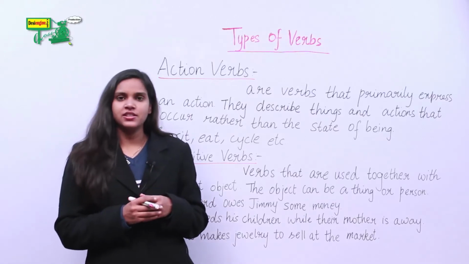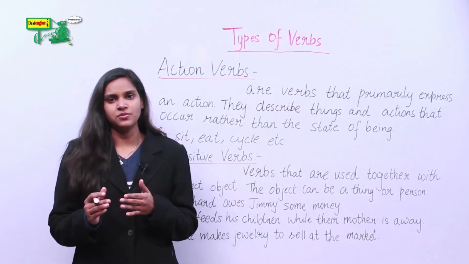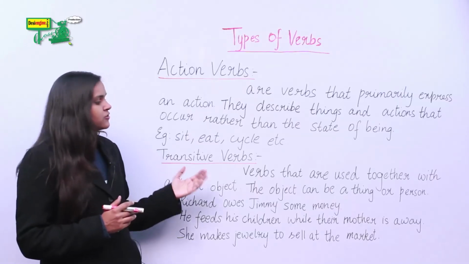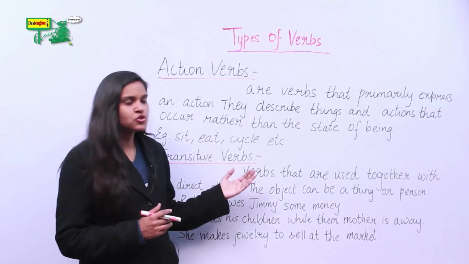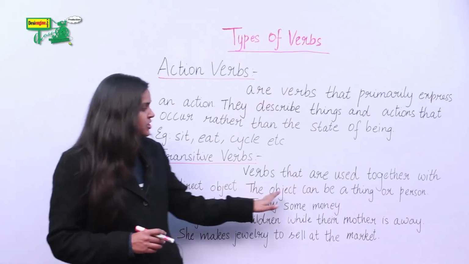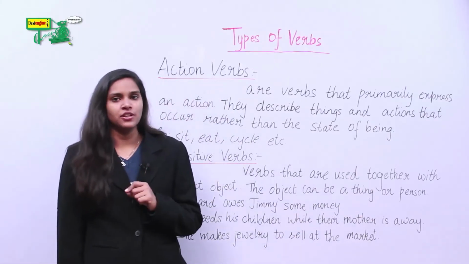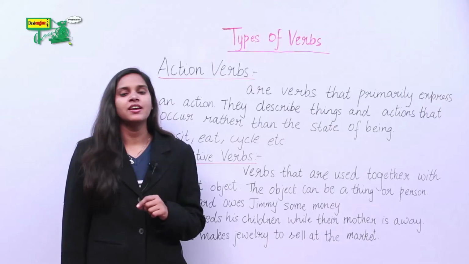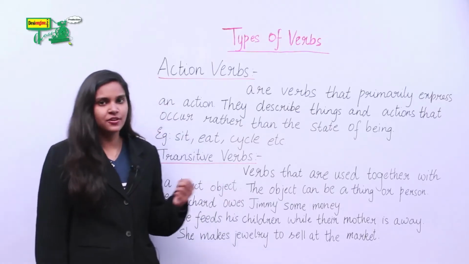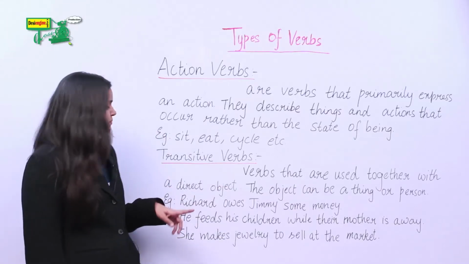Action verbs are further divided into two, transitive verbs and intransitive verbs. Let's take a look at transitive verbs. Transitive verbs are verbs that are used together with a direct object. The object can be a thing or person. There is one small tip that you can use in transitive verbs, that it answers to the question what or whom. So let's take few sentences where we'll talk about transitive verbs.